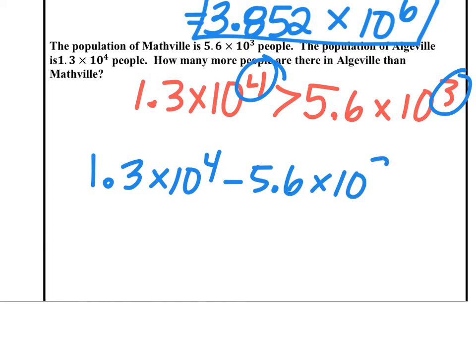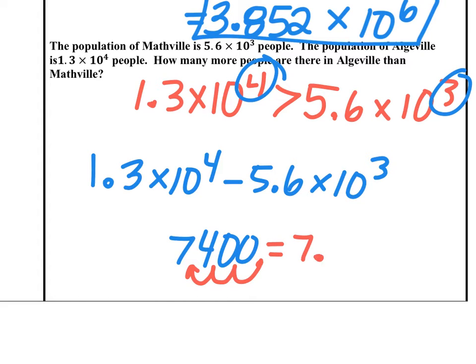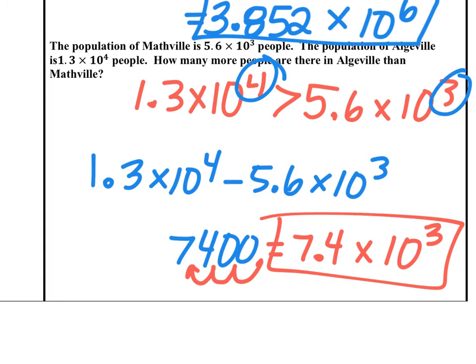Pierre, what'd you get? 7,400. Okay. Is that what you're saying? Okay, and then we move the decimal. DJ, what would that be in scientific notation? 7.4 times 10 to the power of 3. Yep. Good deal. Okay, one more thing to learn today.